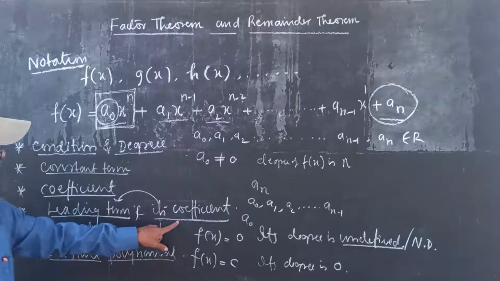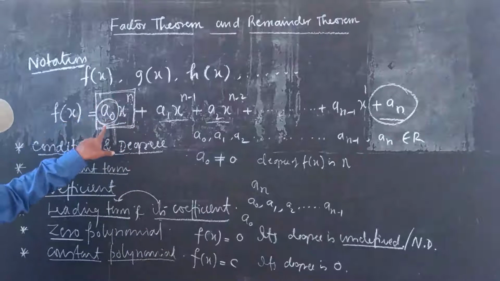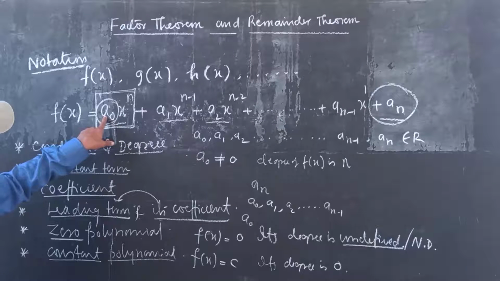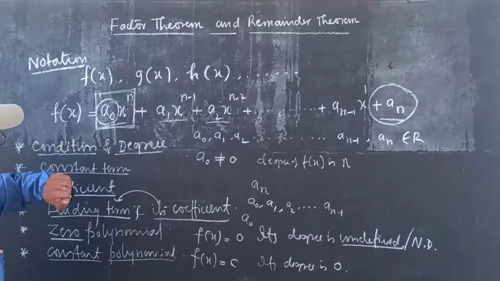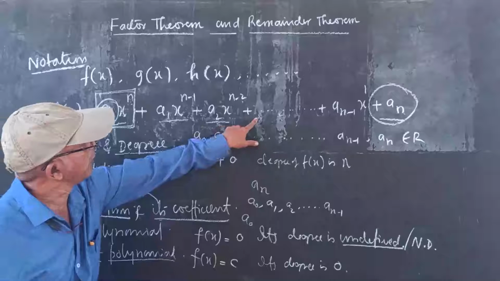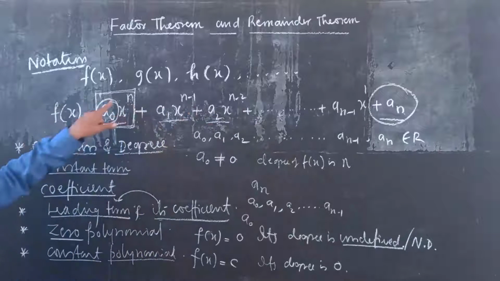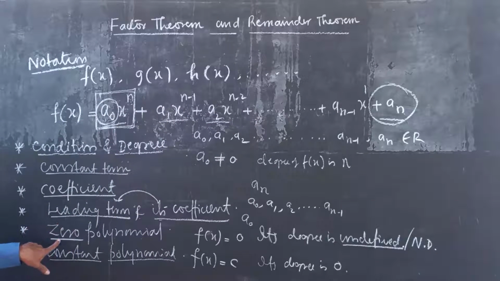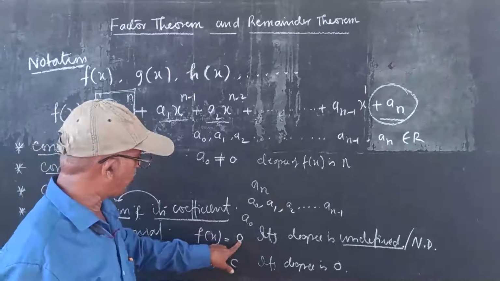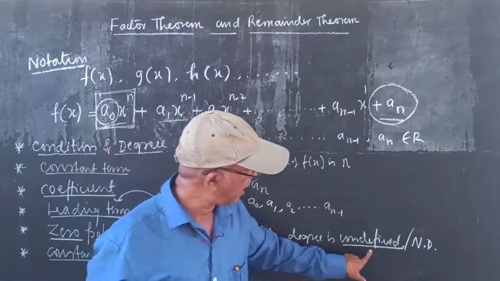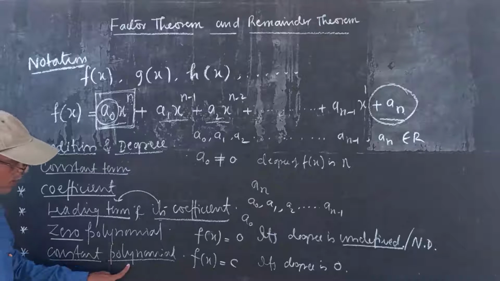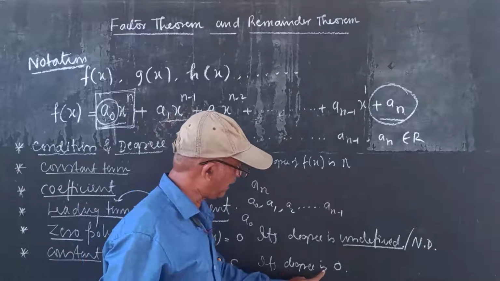Now, leading term and its coefficient. The highest power of x is the leading term. a0 is the leading coefficient. It may be anywhere, even in between these two terms, so you have to observe its power. Now, zero polynomial. If f(x) is denoted as 0, it is called a zero polynomial, and its degree is undefined or not defined. Then constant polynomial, f(x) equal to c, its degree is 0.